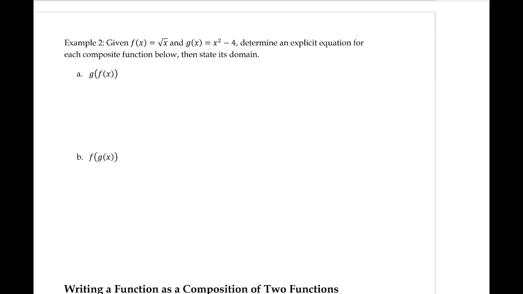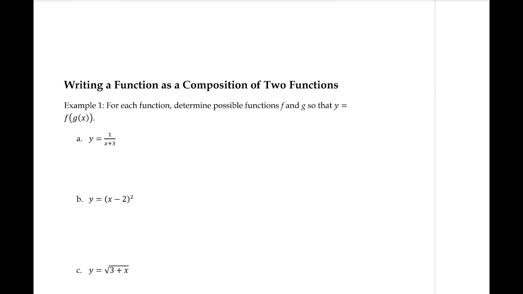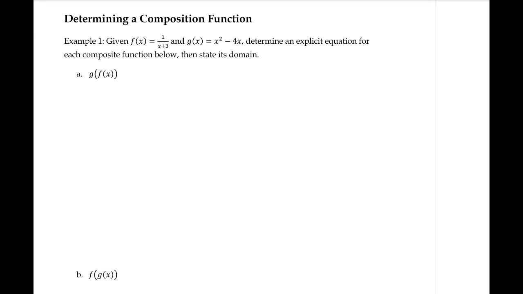And so that's what the second part of our lesson is looking at. It's determining explicit equations, or actually taking the equations and combining them. So that's what we're doing here for example 1 and 2 of this section. So when we say g of f of x, that means that this function here is going to go in place of x. So when I go to write this, instead of x, I'm writing 1 over x plus 3, squared, minus 4 times 1 over x plus 3.